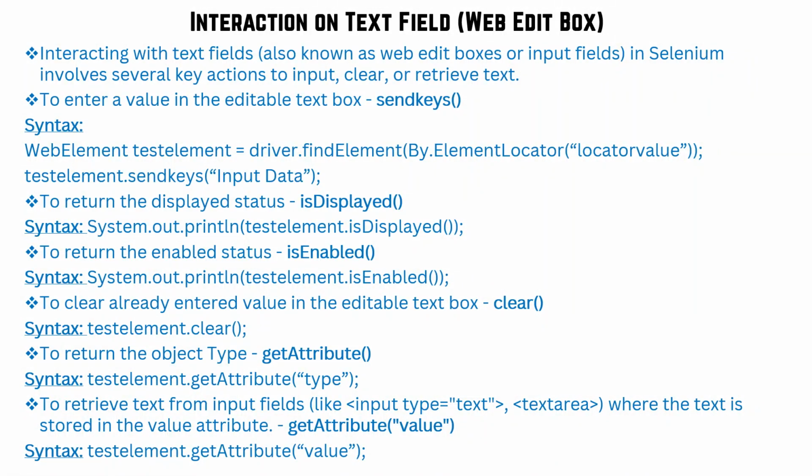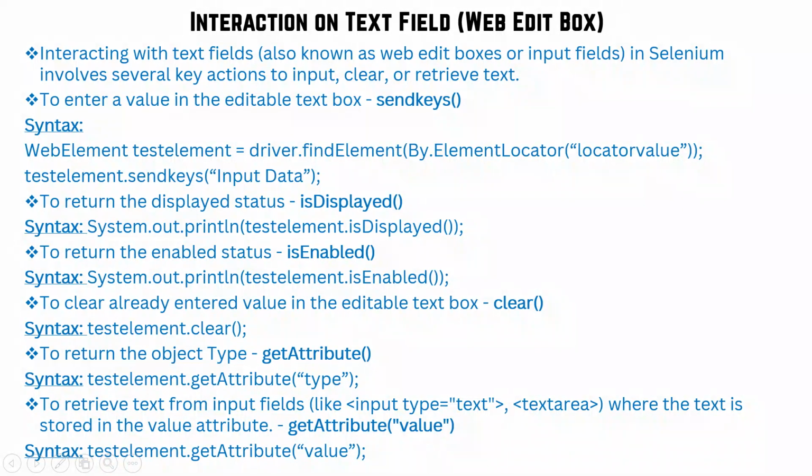So what are the important methods available? Once you identify the element, you can try to enter some value with the help of the sendKeys method. To enter a value in the editable text box, it should definitely not be read-only or disabled. So with the help of sendKeys, you can try to enter some data. You can check, same way, is enabled and is displayed first. After that you can add the value. Once you have added some value, you can clear it with the help of the clear method, to clear an already entered value in the editable text box. After that, you can re-enter it with the help of the sendKeys method.